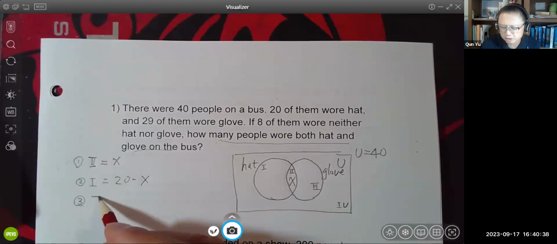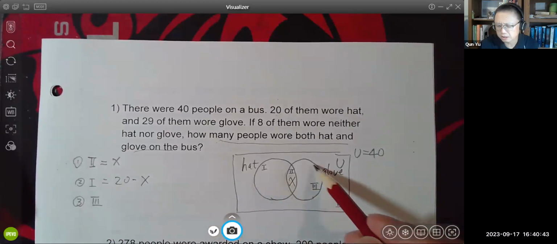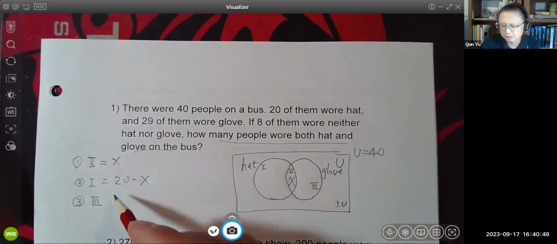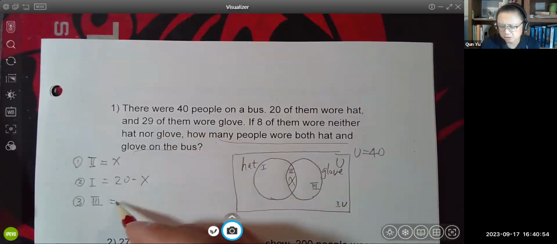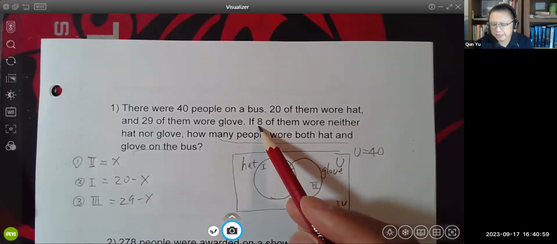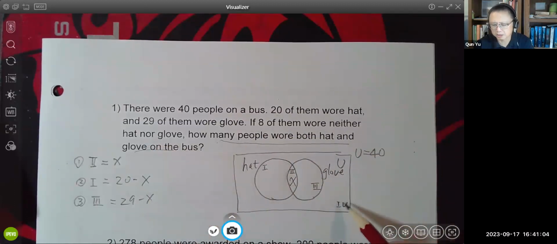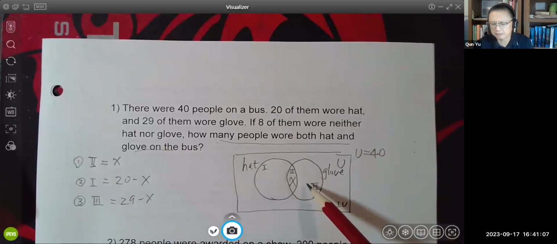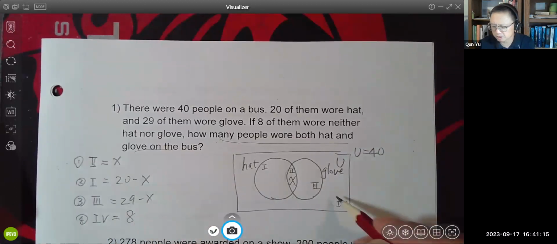Now, third step, region 3. Like in region 1, we use the glove set or glove circle, subtract X. So how many people wore glove? 29. So this equals 29 minus X. Now we are given that 8 of them were neither glove nor hat. So that's region 4, because region 4 is outside both hat and glove circles. So region 4 will be 8 people. So put it in here.